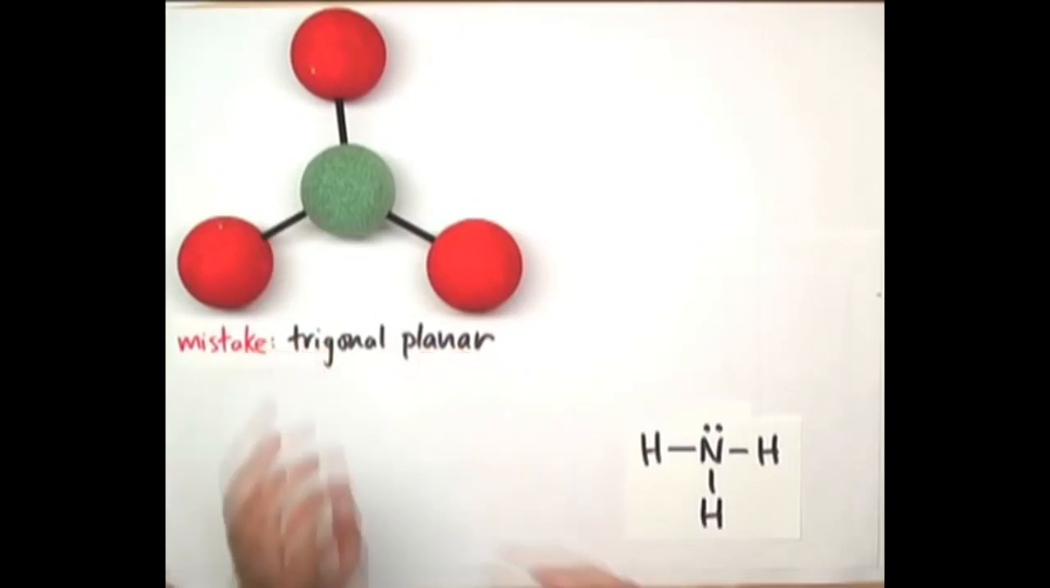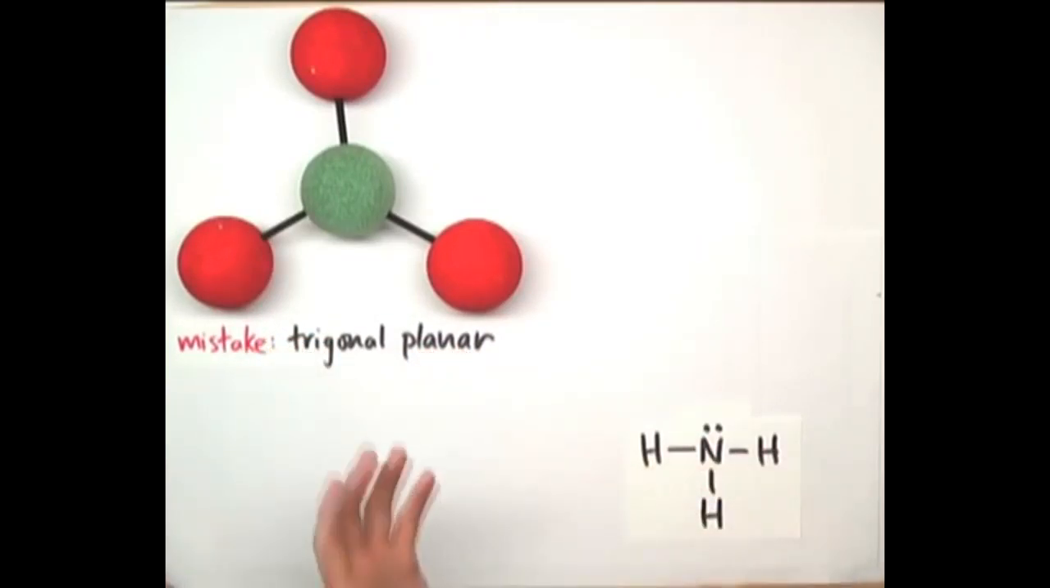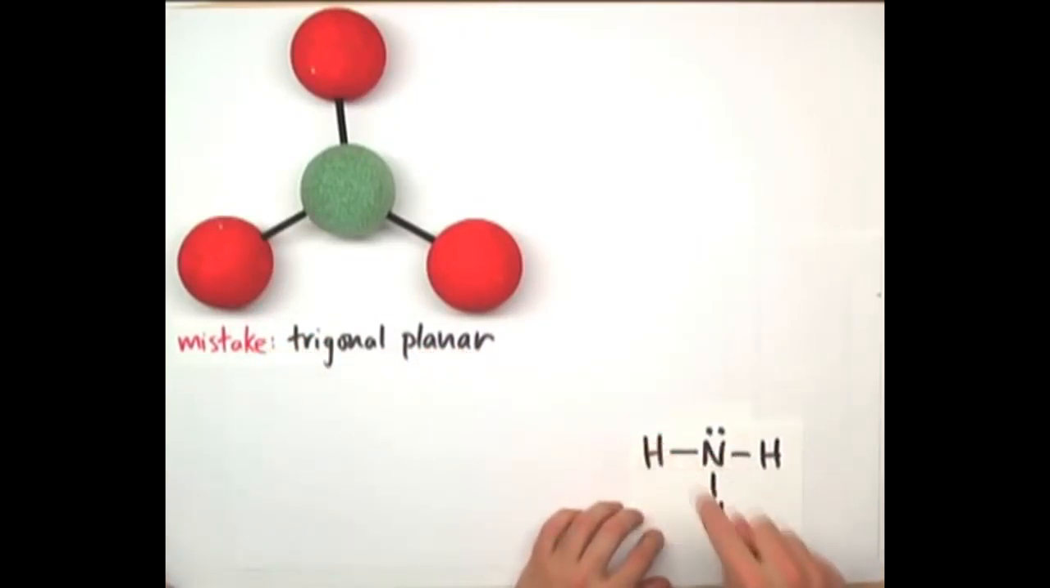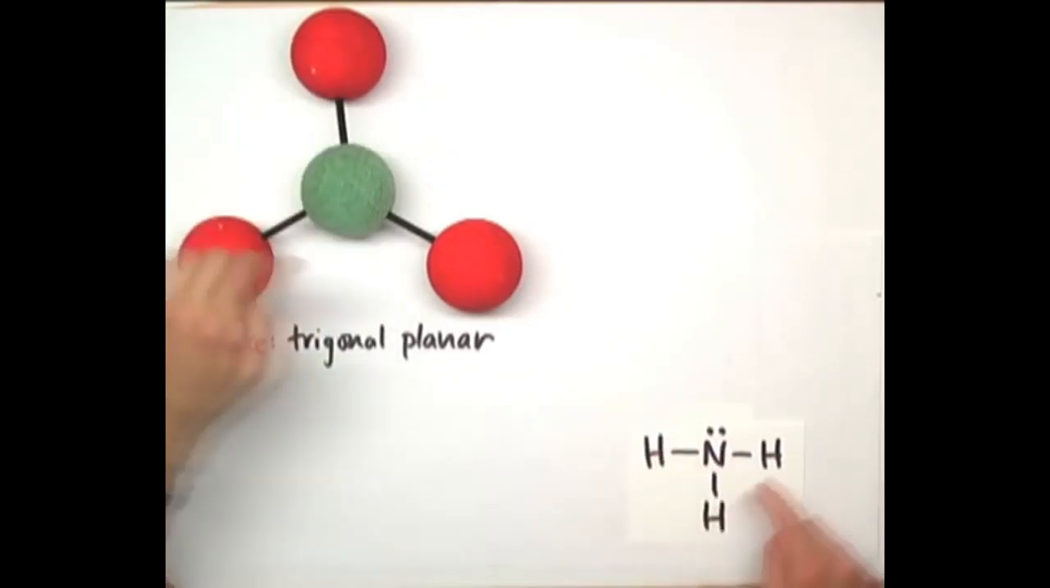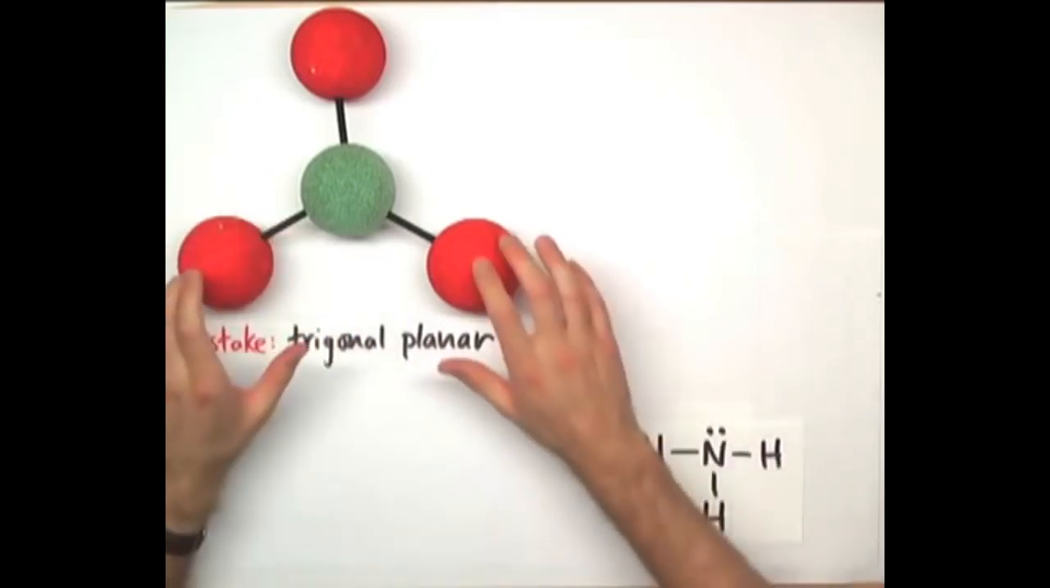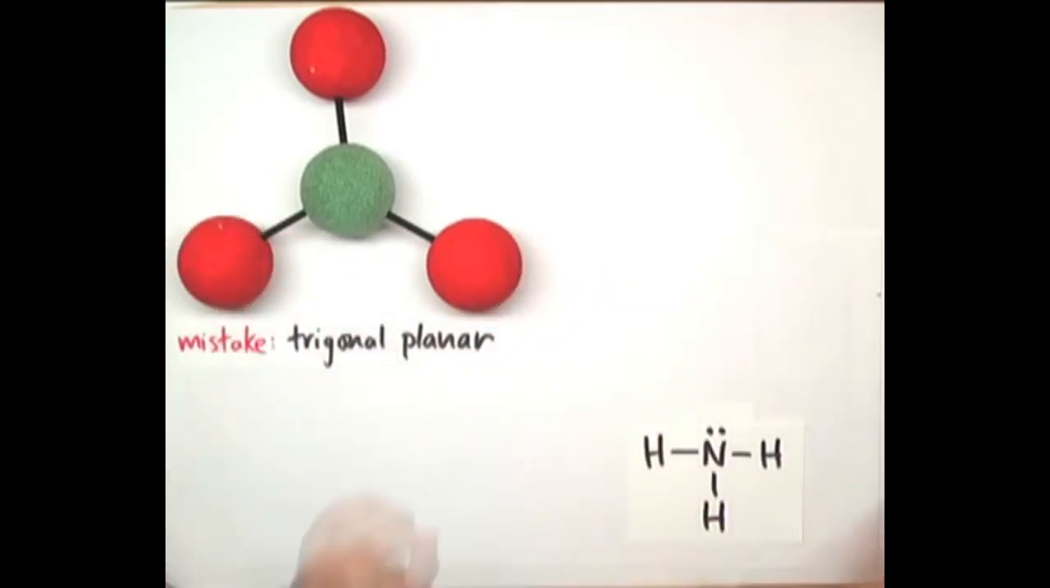Now, I think a lot of people make this mistake because they look at the structure of NH3 and say, okay, there's one atom in the center, the N, and then there are 3 atoms arranged around the outside. So here's the atom in the center, and here are the 3 atoms around the outside. I think that's why they come up with this wrong idea. But here's why it's wrong.